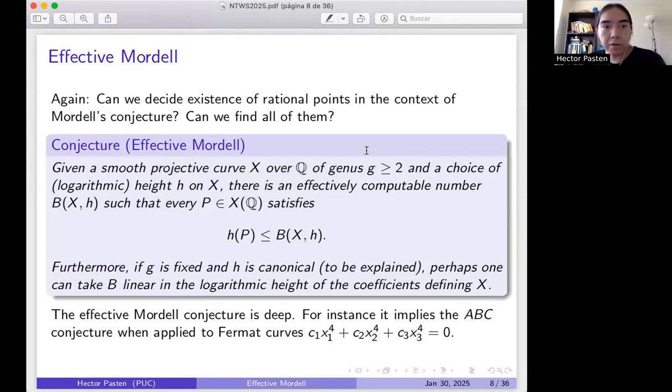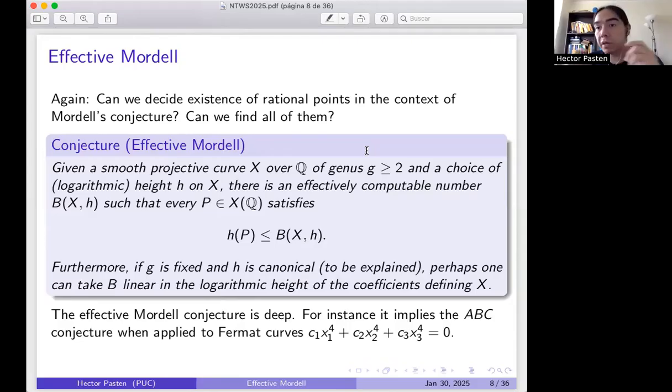And the conjecture is that given a smooth projective curve defined over Q of genus at least 2, and a choice of logarithmic height on this curve, there is some effectively computable number, capital B, that depends on the curve and on the chosen height, so that every rational point has height up to this bound only. And well, if you know this number capital B, then searching for the rational points is just a finite computation.